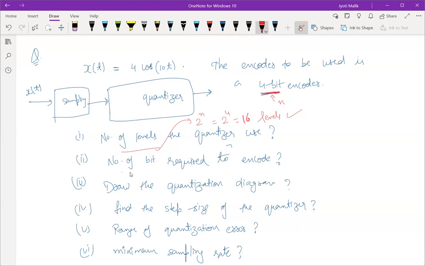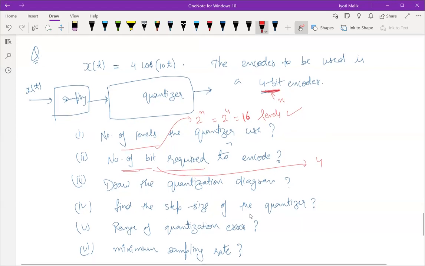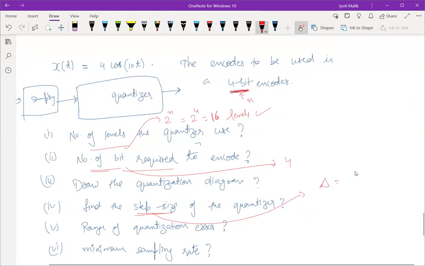Okay. Then the number of bits required to encode is simply given to you as 4 bits. Draw the quantizer, we'll come to this, then find the step size of the quantizer. Step size, we just saw the formula. It was the amplitude range divided by the number of levels. So x max minus x min divided by the number of levels, which is 16 in this case.